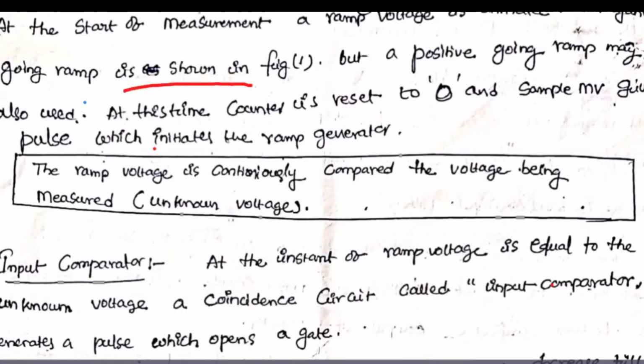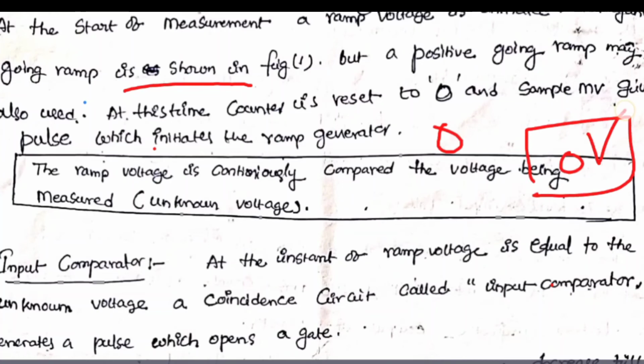But a positive going ramp also we can use. Mostly we are using negative going ramp for any types of DVM, ramp type DVM. At this time, counter is set to be 0. First, whenever the ramp voltage is generated, the counter is 0. The meter shows 0 voltage, 0 volts in digital display.